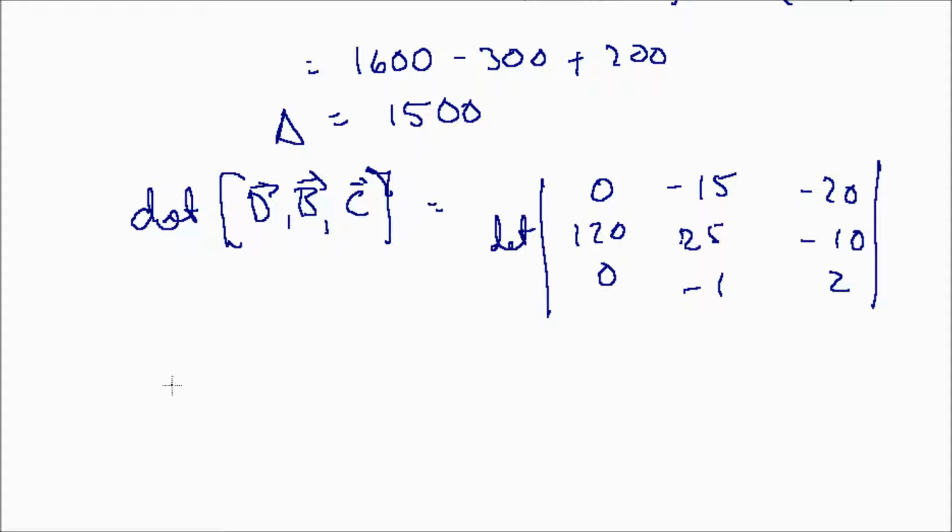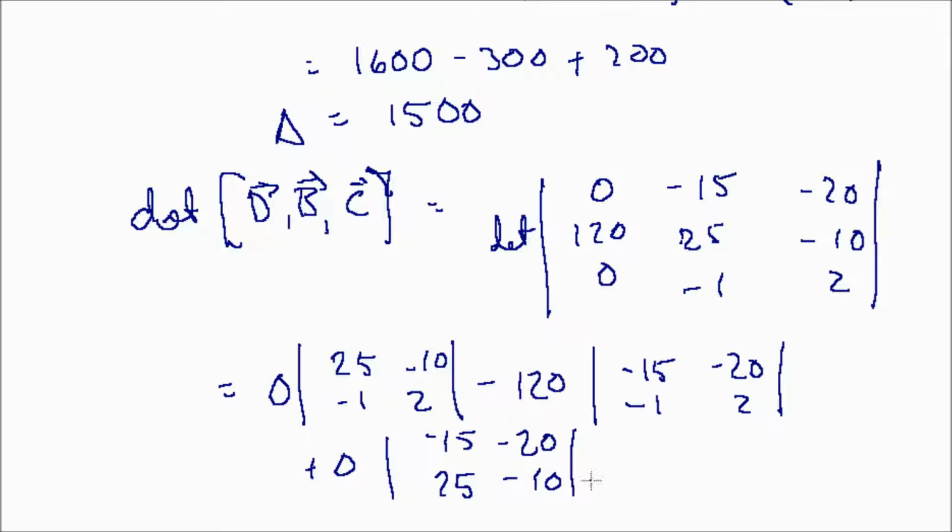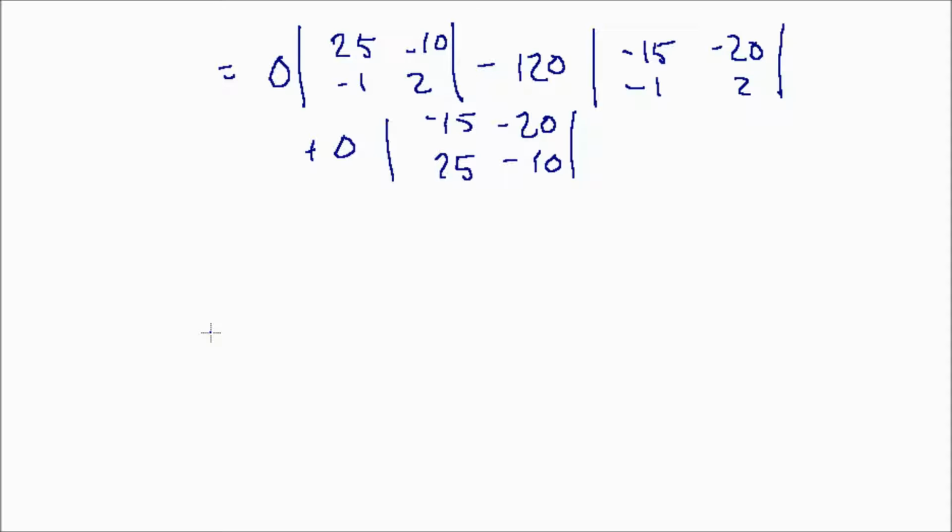So to calculate this, again, this one comes out very easily. It is equal to 0 times, well, it doesn't really matter, 25 minus 10 minus 1 and 2, because that's just going to be equal to 0, minus 120, and it's going to be these right here, so that's going to be by minus 15, minus 20, minus 1, and 2, and then plus 0, again, minus 15, minus 20, 25, and minus 10.